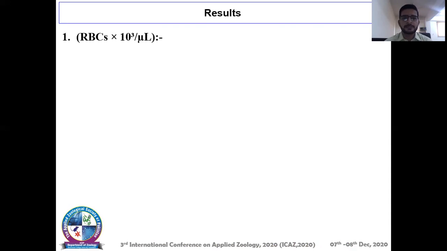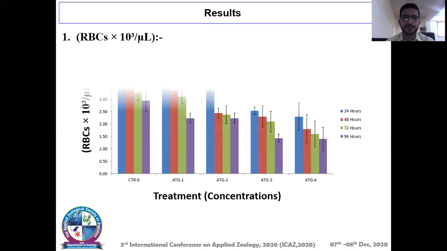So, going towards the results. I will only share with you 2 components from the hematological and 2 components from the biochemical, due to shortage of time. The first one is RBC, red blood cells. In the graph, you can see that the red blood cell concentration in the control is different from that of the treated groups, and it significantly decreased.